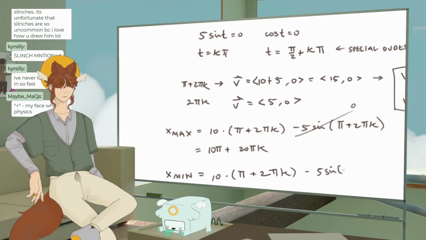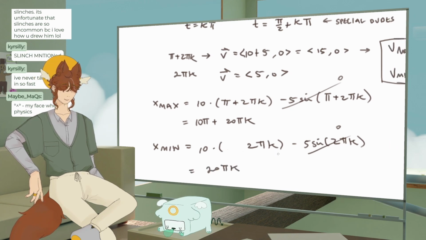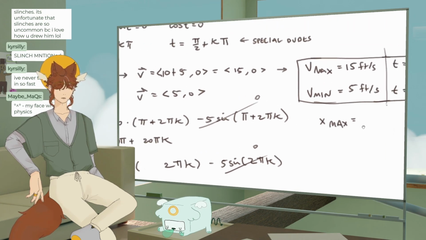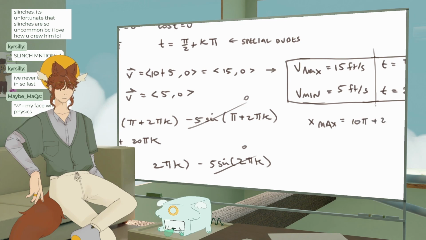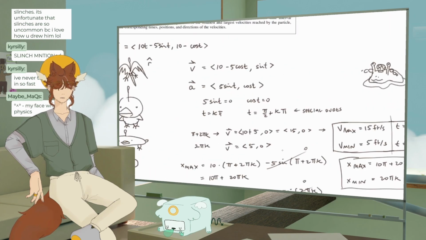5 sine of 2 pi k. Also 0. There you go. Equals 20k pi. Second difference. Okay, put these over here. We're cooking. Plus 20 pi k. x min equals 20. Nice. Okay, now I think we only have one last little thing to do. Direction, right? Which is not my favorite friend of the bunch, but that's okay. The direction of the velocity.